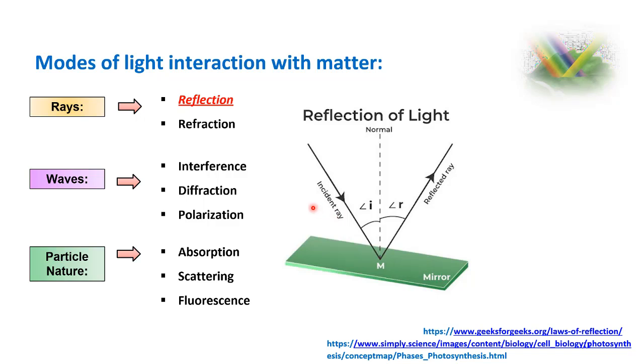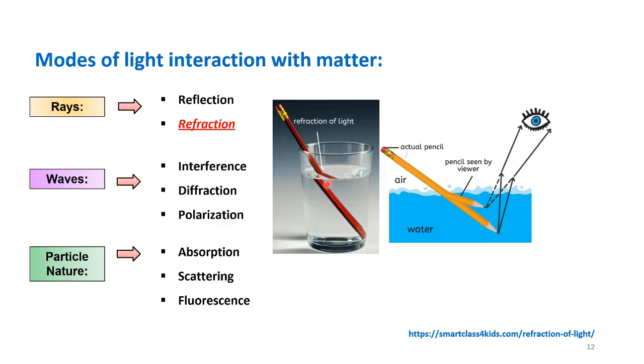So that is reflection, and then we have refraction. That is the bending of light. Because of the bending of light, we are seeing this pencil as a distorted one, but it is not actually distorted. Because of the media having a higher refractive index, we assume it is distorted, but actually it is not. So that is the phenomenon of refraction.